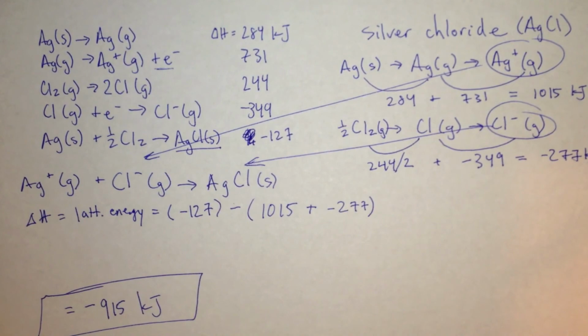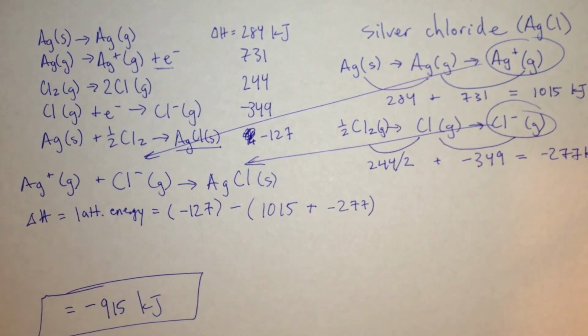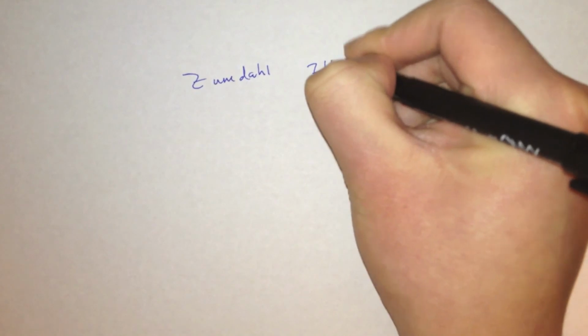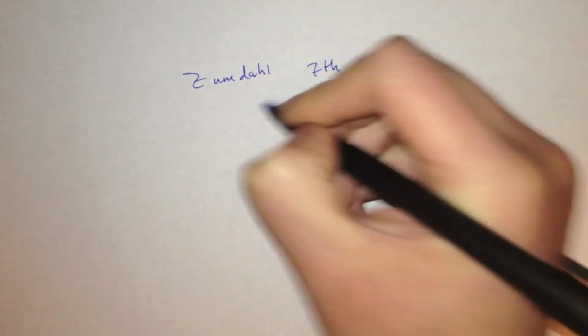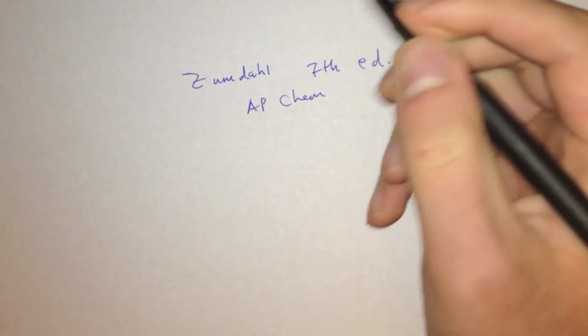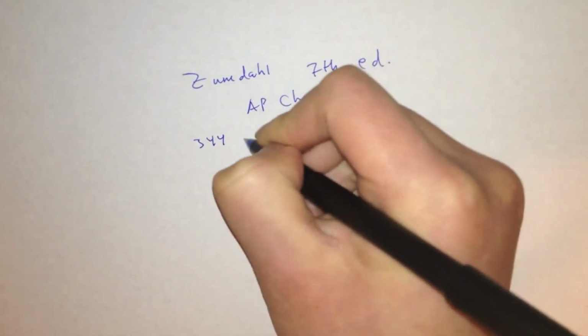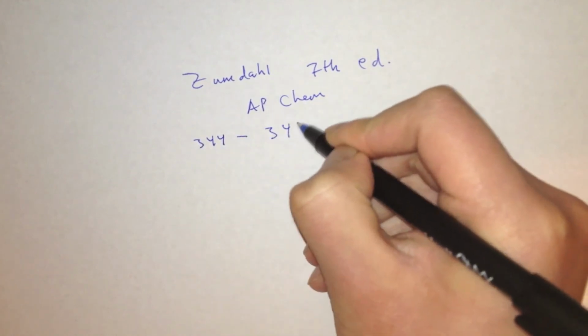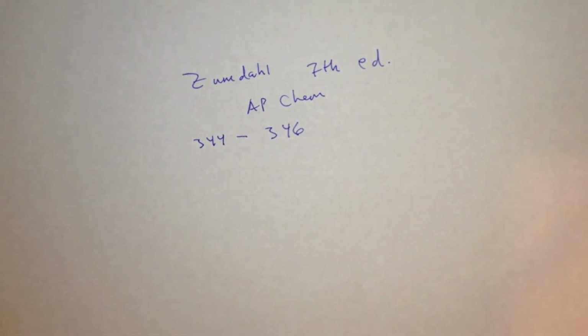So I hope you've learned a lot by watching this video, and if you feel like you haven't learned enough, you can go over this again in the Zumdahl 7th edition AP Chemistry book. It's beginning on page 344 and ending on about page 346. And this is part of the Bonding General Concepts chapter, which is chapter 8.